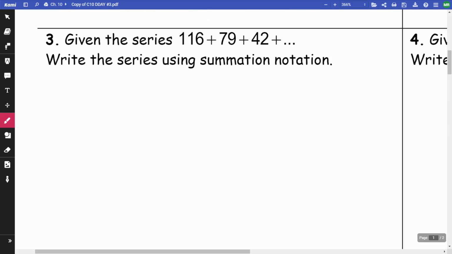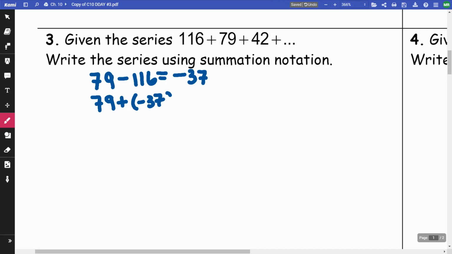If I was to take 79 and subtract 116 to see if it's arithmetic, 79 minus 116 gives me a negative 37. Let me then take 79 and see if when I add a negative 37 on, I get 42, and I do. So this is going to be arithmetic.